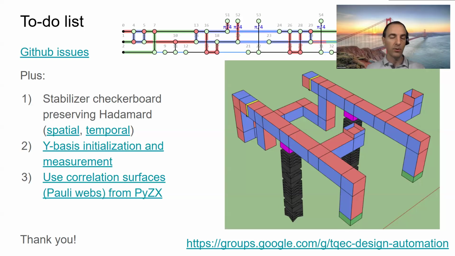Yeah, absolutely. So the goal is to actually provide three types of input. So there is a tool called PhysiX that we're working on interfacing with, where you will specify just the gate list.